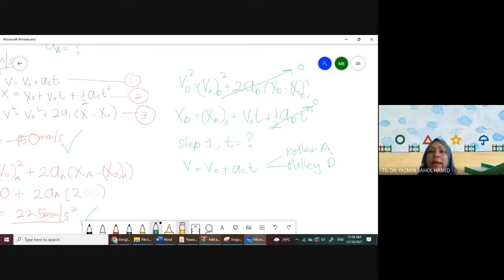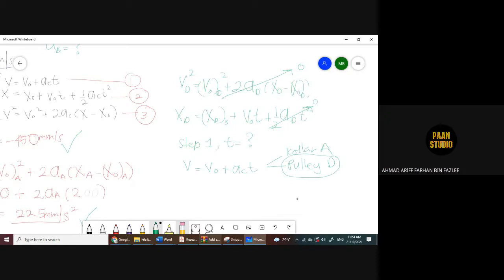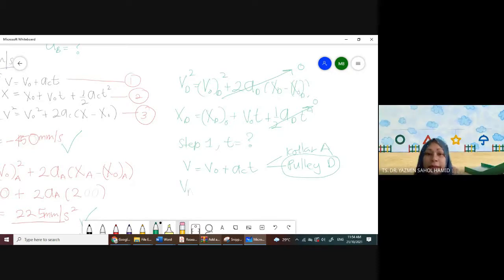Collar A. Yes. Why cannot you use pulley D? Because acceleration is 0, right? Yes. So we use it for collar A. So VA equals V naught A plus AC, acceleration at A, multiplied by T. So from here we can find T. Can you find T for me?